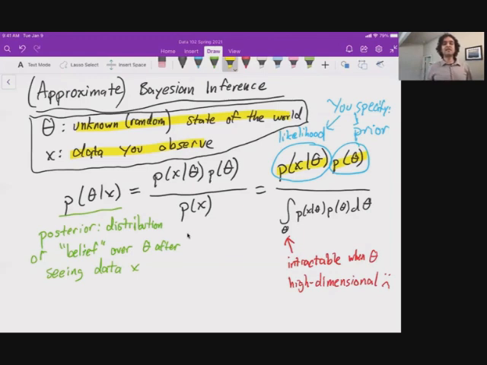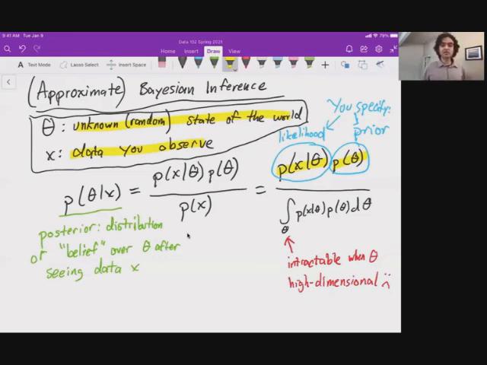And then we have this thing in the denominator, p of x, which we don't know. We specify a likelihood, which tells us if you knew the parameter, here's what the data would look like. And you specify the prior, which is, before I see any data, here's what I think the distribution for that unknown thing is. We specify those, but we don't specify the distribution over the data. So the way we get that is to say, well, I don't know what p of x is, so let me think about the joint distribution of x and theta, and integrate theta out.